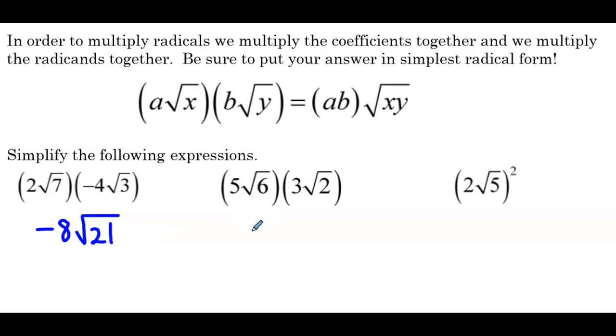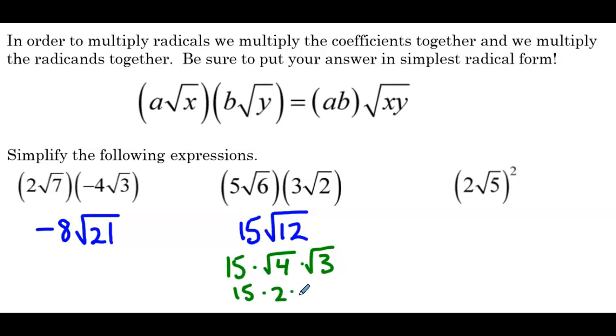Our next example, we have 5 times the square root of 6 times 3 times the square root of 2. So we'll start by multiplying the coefficients. 5 times 3 gives us 15. Square root of 6 times the square root of 2 is the square root of 12. Now the square root of 12 can be simplified, so we can write this as 15, and we're going to express the square root of 12 as the square root of 4 times the square root of 3. So we have 15 times 2 times the square root of 3, which is going to give us 30 times the square root of 3.